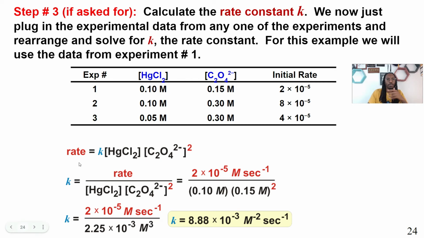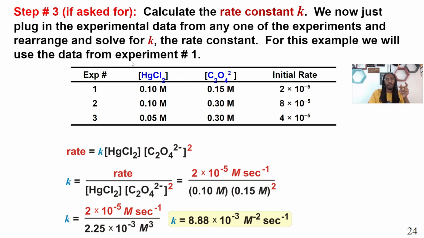So what I have here is my rate equals k, HgCl2 raised to 1, C2O4 raised to 2. This is the kinetic rate expression we just found. Now I'm just going to solve for k, because that's the only thing I don't know. If I solve for k, I'm going to have to divide by the concentrations on the other side. So k equals the rate over the concentration times the concentration raised to 2.